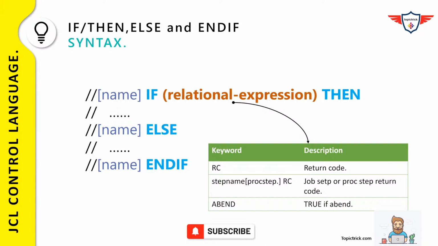After the condition, you have to code the THEN clause followed by whatever JCL statement you want to execute if the condition is true. And if required, you can code the ELSE statement followed by whatever JCL statements you want to execute in case the condition is false. And finally, you end the conditional structure with ENDIF.